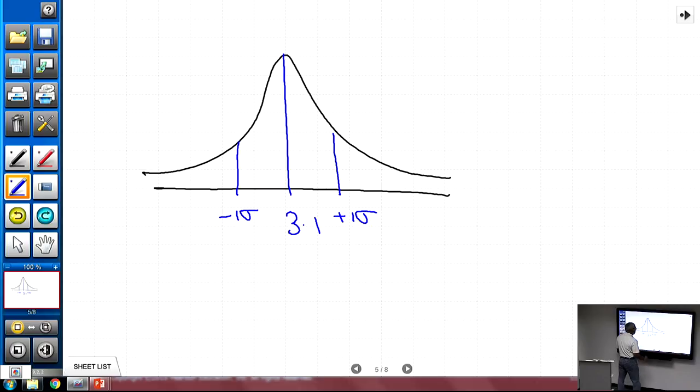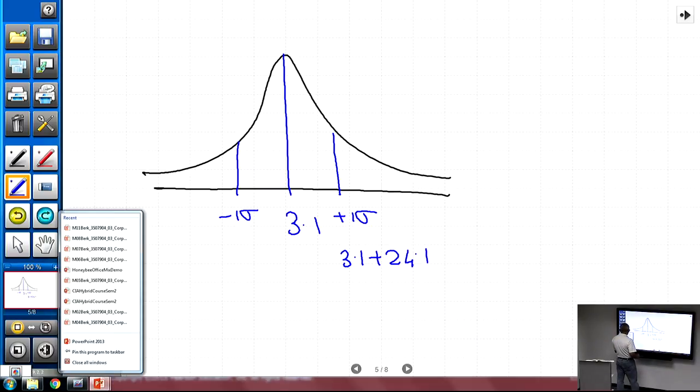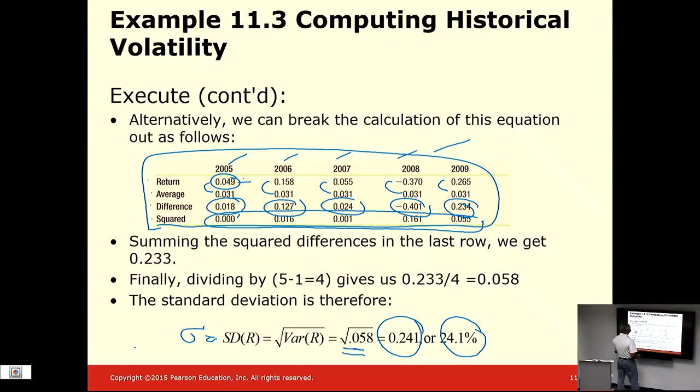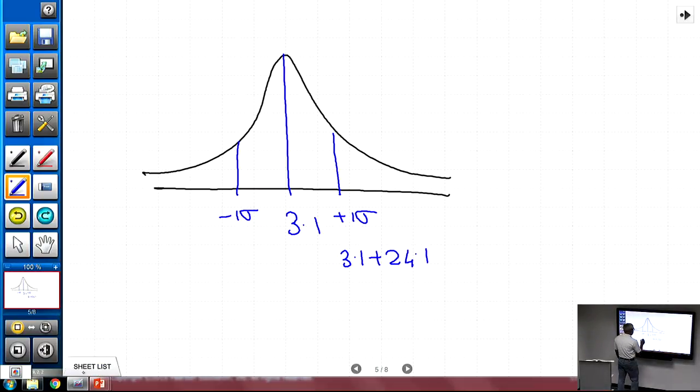What does that mean? It means it is 3.1 plus 24.1. The standard deviation was 24.1. This one is 3.1 minus 24.1. So the range is now going to be 27.2, and this would be 21.